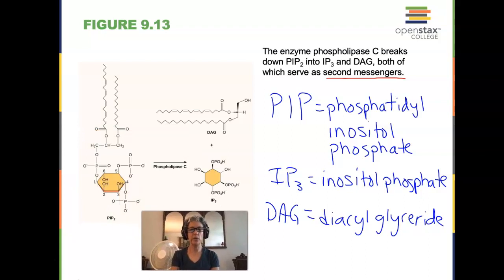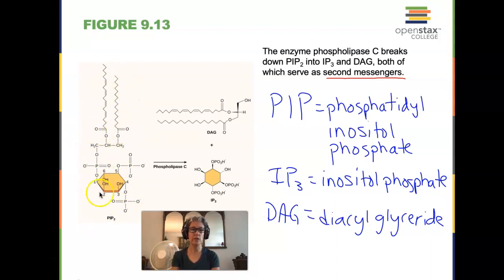Another enzyme dealing with phosphates, phospholipase C. It is an enzyme and it works on lipids, my arrow won't show up, lipids that have phosphates on them. So PIP stands for phosphatidyl inositol phosphate. Again, you're not going to have to recognize that this is a PIP. I would label it.